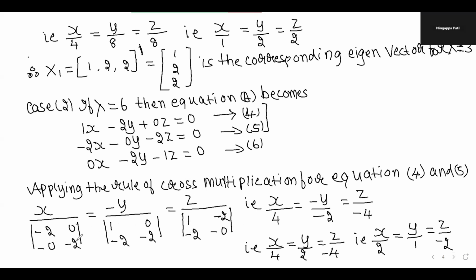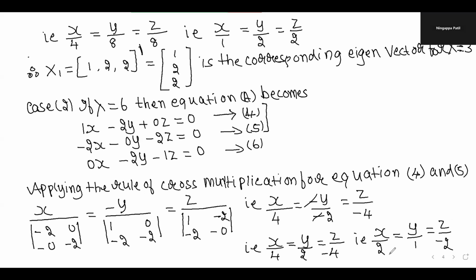And simplification. This is a second order determinant. X upon 4 minus 0 means 4 only. Then minus 4 divided by minus 2, and again this is 0. And z divided by, look here, 1 into 0 minus 4, so z upon minus 4. Simplification gives, look here, this minus is getting cancelled. X upon 4, y upon 2, z upon minus 4. And 2 is common. Take out 2 common. X upon 2, y upon 1, z upon minus 2.